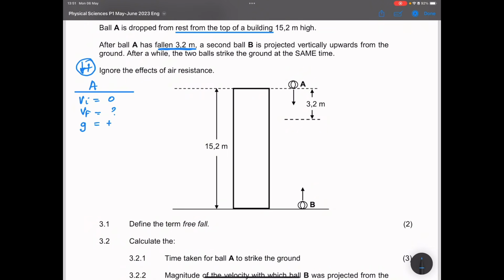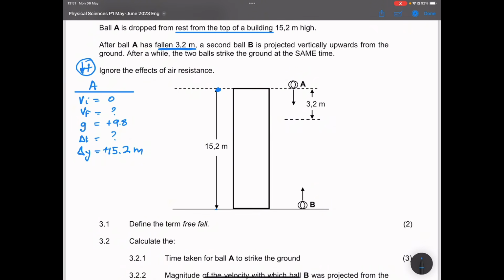Gravitational acceleration, remember, will be positive because we've taken down as positive, and gravitational acceleration is always downwards, right? The time is also unknown, but in this case I know the displacement, right? It would have been displaced from the top of the building to the ground, which is 15.2 meters, and that is positive because it is displaced downwards.